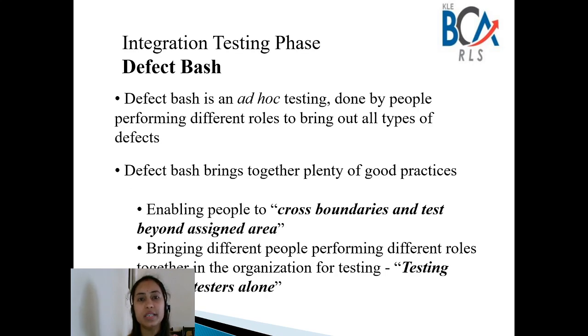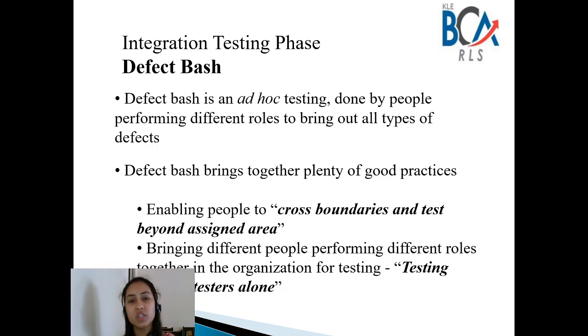Next is the integration testing phase, which is defect bash. Defect bash is nothing but an ad hoc testing method. This is done by people performing different roles to bring out the types of defects. Different people will have different approaches to testing. So one error you have found, but the other person's perspective will be very different. What you test can be different from the other person who is testing. So it will bring out all the possible defects. The main intention is to find all the possible errors or bugs occurring in the system.